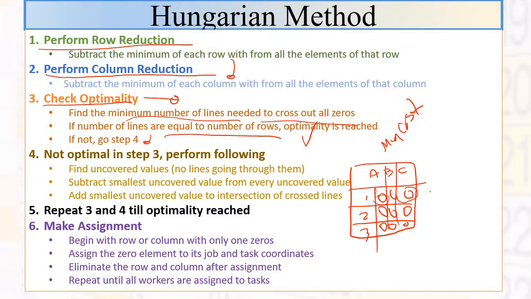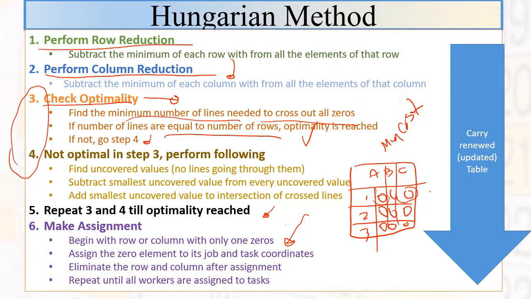Step 4 is this: once we've covered some of the numbers with lines, there are other numbers that are not covered by these lines, and we do some form of subtraction and addition. Then we check optimality again, and if it's optimal, we stop. If it's not, we repeat steps 3 and 4. If we reach optimality, then we start making the assignment.